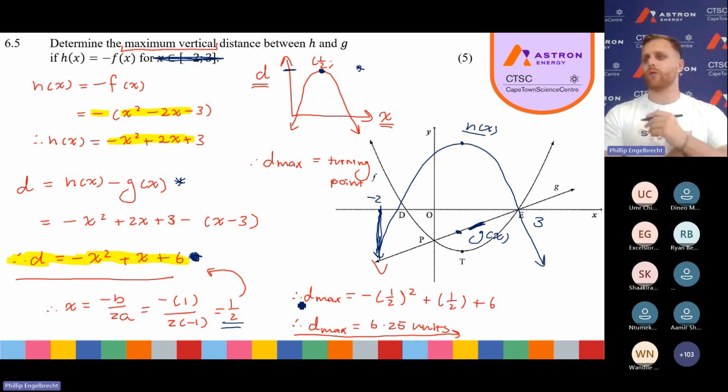So first, I find my x value over here. I use this formula. Then I get that x is equal to 1/2. So at that maximum distance, that max value, x is 1/2. So to find my maximum distance, I simply substitute 1/2 into this equation for the distance, and I get that my maximum distance is 6.25 units. Do we understand now?